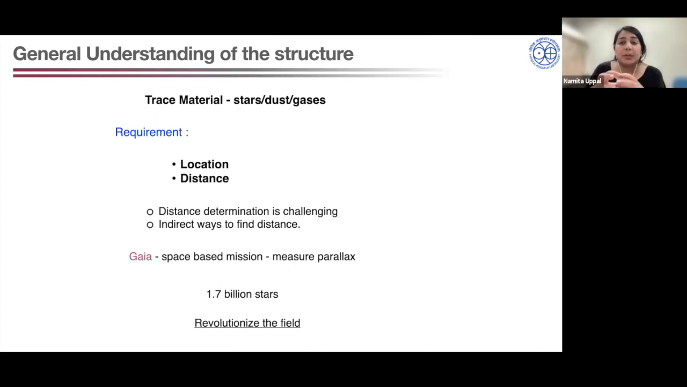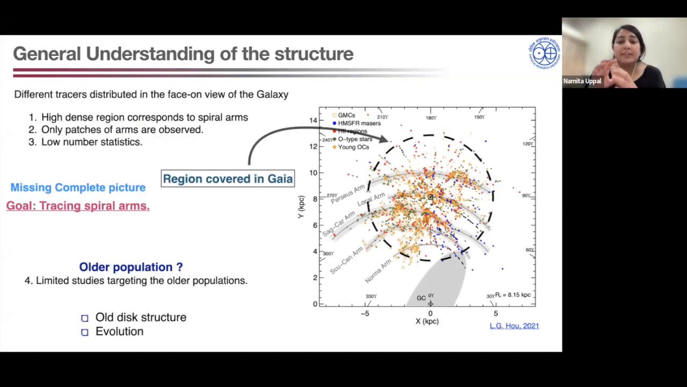To put everything that was done earlier in the past few years in one picture, this plot represents the face-on view of the galaxy, where we should see some spiral arms. Here, each symbol represents the distribution of different tracers in the galaxy, like giant molecular clouds, high mass star forming regions, H II regions, O-type stars, and galactic open clusters. Here we can see that there are some overdense regions where the density is very high. These overdense regions are correlated with the spiral arms of the galaxy.